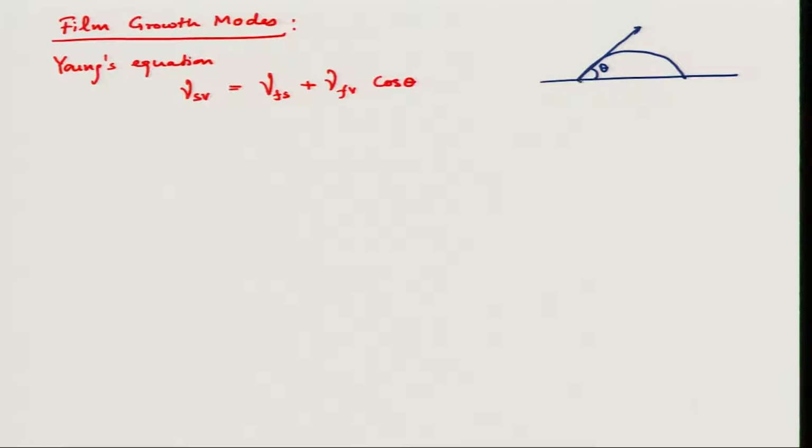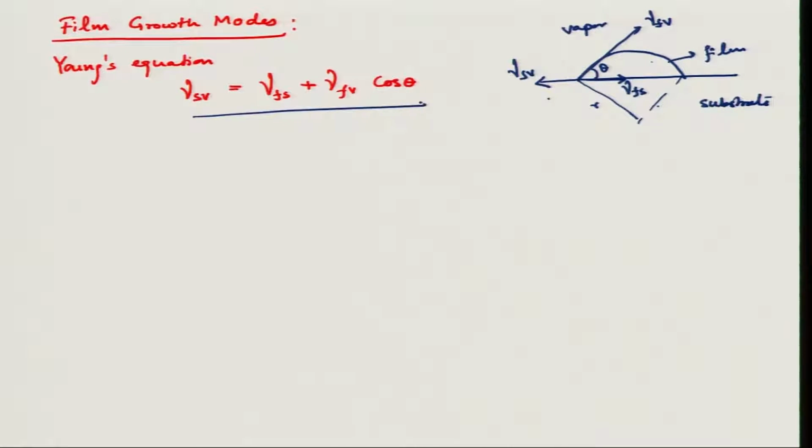Okay. Radius is given by this, and these are different energies. This is gamma FV, film and vapor, this is gamma FS, film and substrate, and this is gamma SV, substrate and vapor. Okay. This is substrate, film and vapor. Okay. And this is my Young's equation.